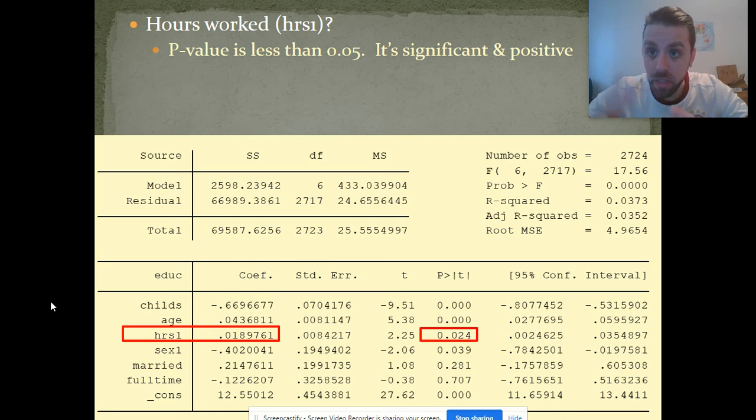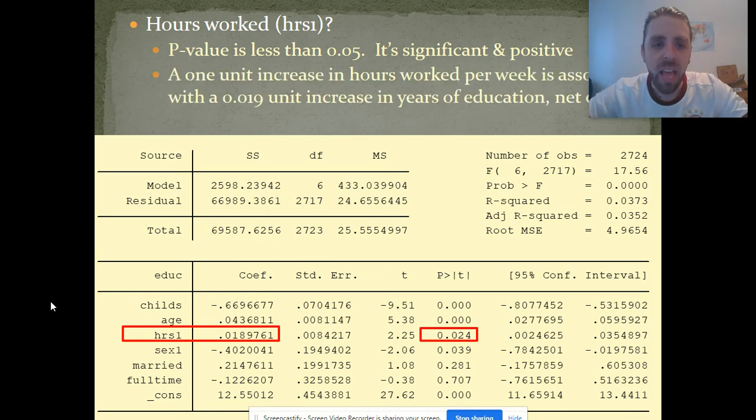What's its direction? That's step 2 here. Because this is a positive number in the coefficient column, it's a positive relationship. So a 1 unit increase in hours worked, again, I'm going with X3 here, a 1 unit increase in hours worked per week is associated with a 0.019 unit increase in years of education, net of other effects.